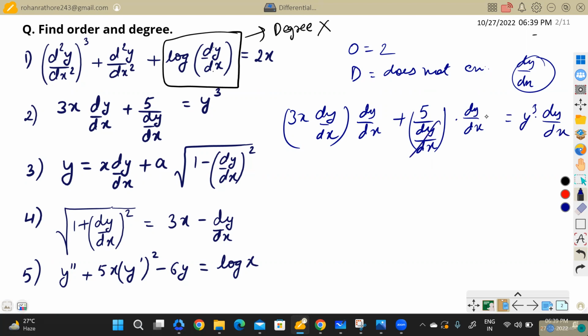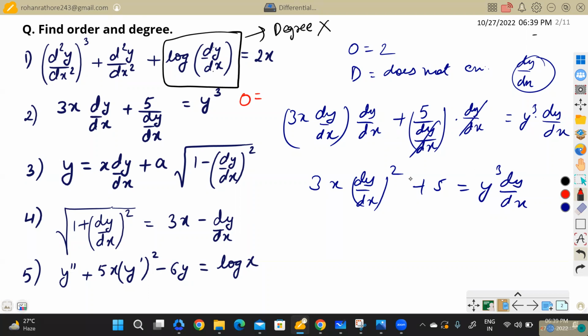Now we can see that this dy by dx will cancel out, and the other dy by dx will become 3x dy over dx to the whole power 2. It's just squaring, the same thing multiplied again. Next, 5 equals y cube dy by dx. Now if asked what the order and degree are, the order is 1, because we have only the first order derivative present. And the degree is 2, because the highest power is 2.